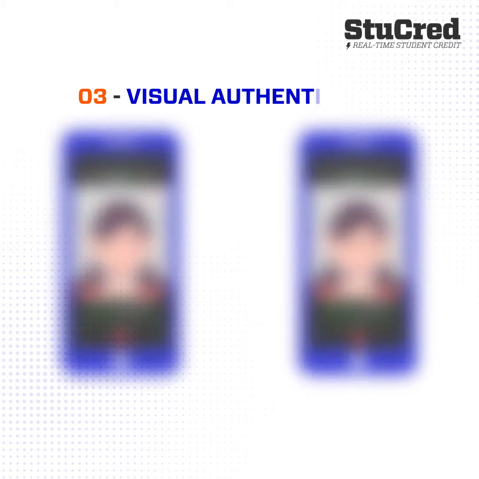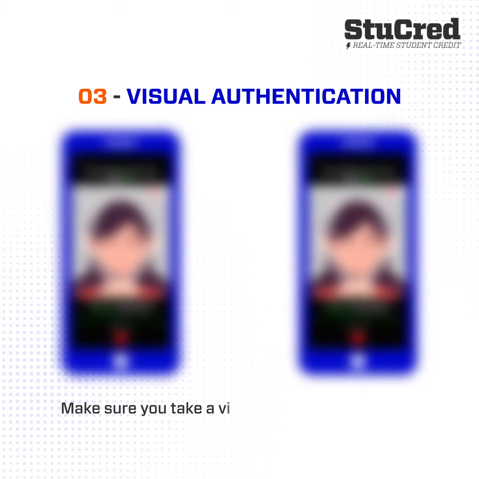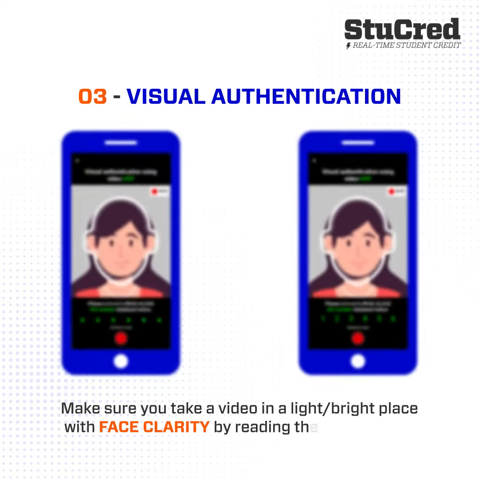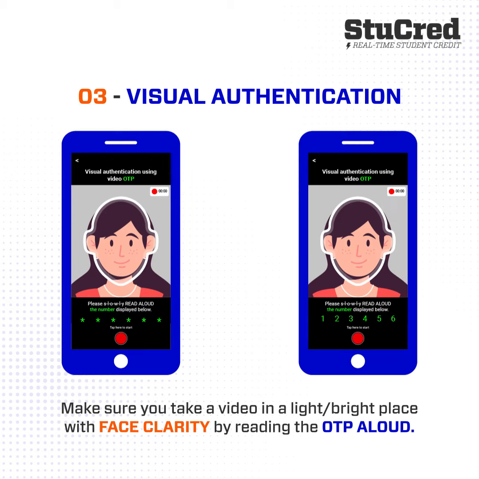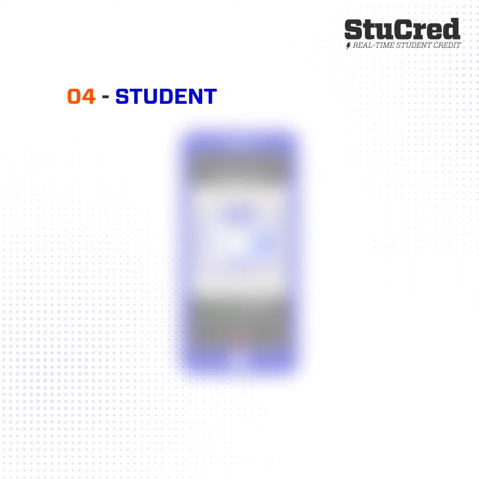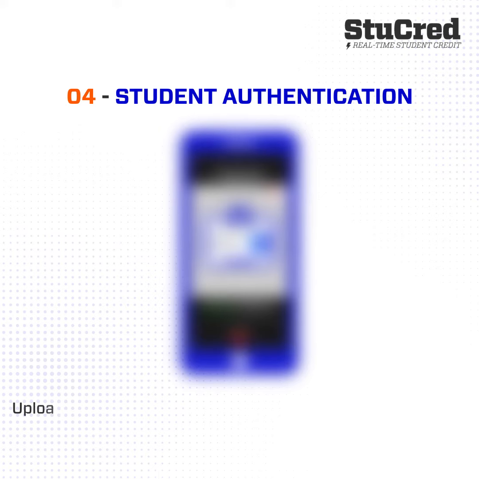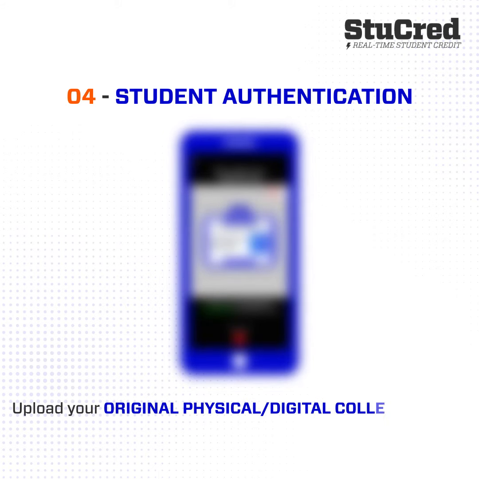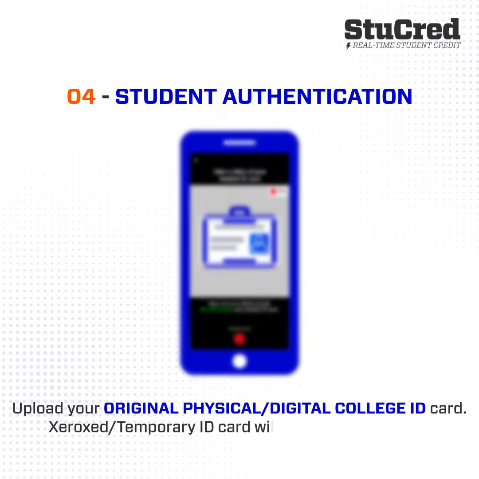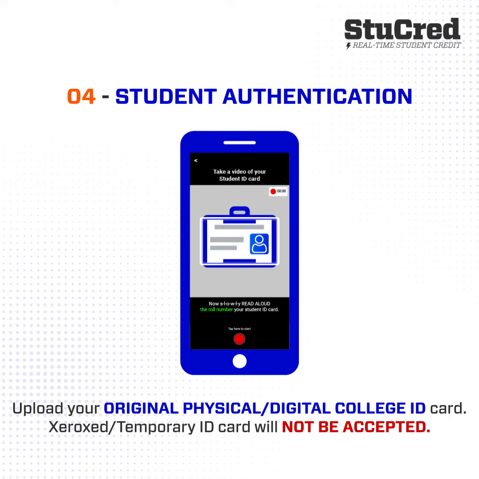3. Visual authentication. Make sure you take a video in a light, bright place with face clarity by reading the OTP aloud. 4. Student authentication. Upload your original physical or digital college ID card. Xeroxed or temporary ID card will not be accepted.